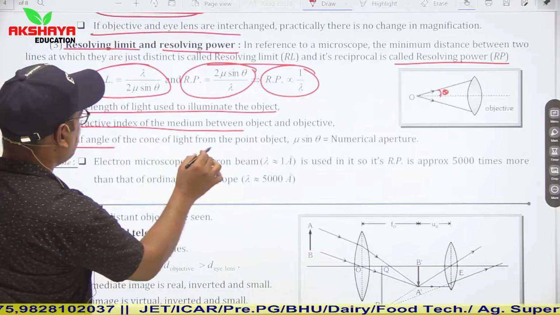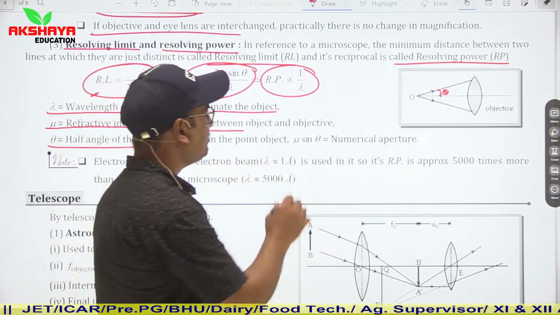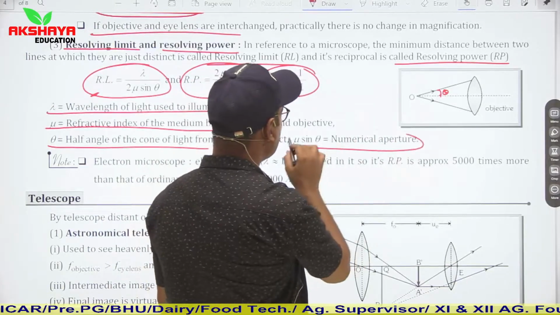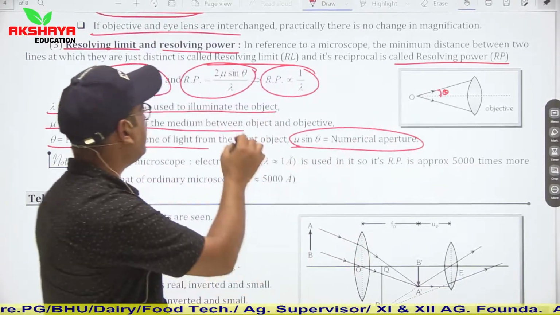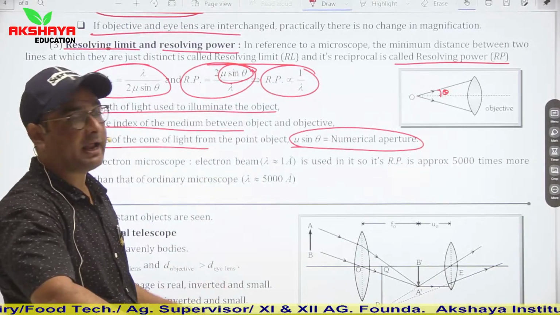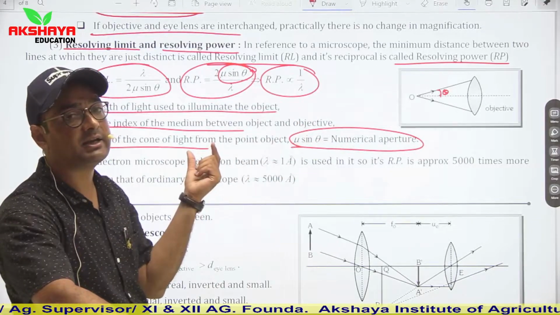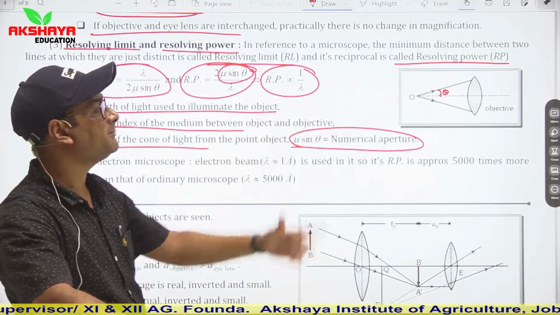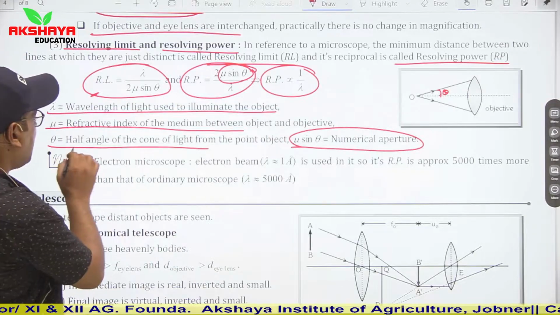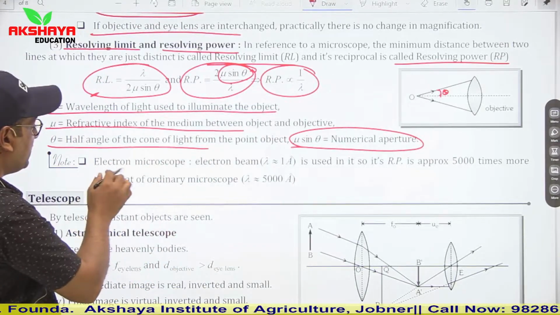Theta is the half angle of the cone of light from the point object, and mu sine theta is generally known as numerical aperture. The mu sine theta term used here is known as numerical aperture, where mu is the medium between the object and objective, and theta is the half angle of the cone of light from a point object.